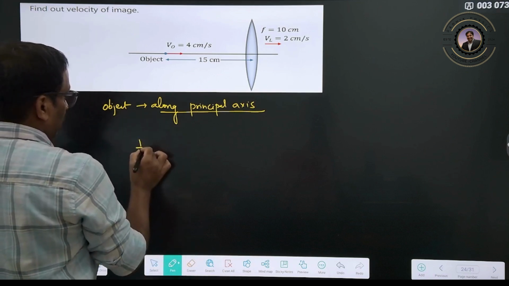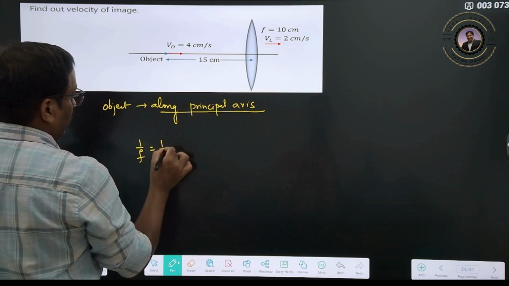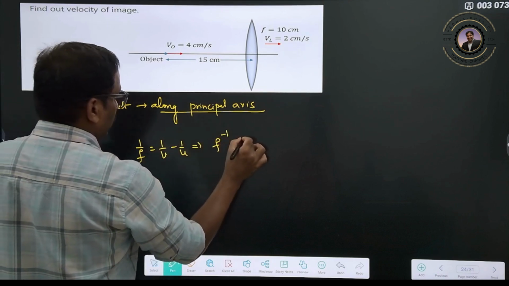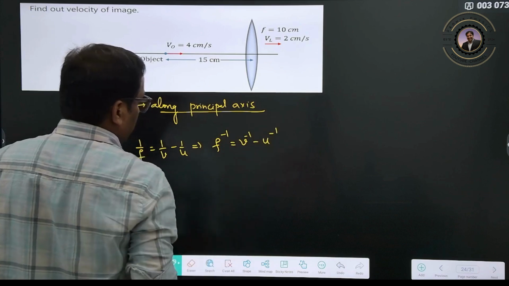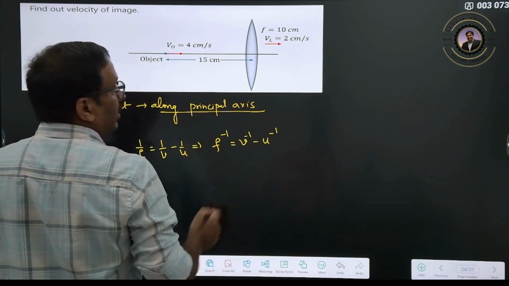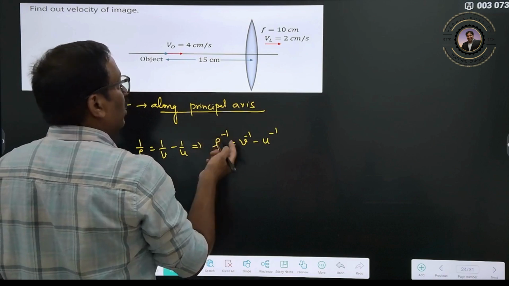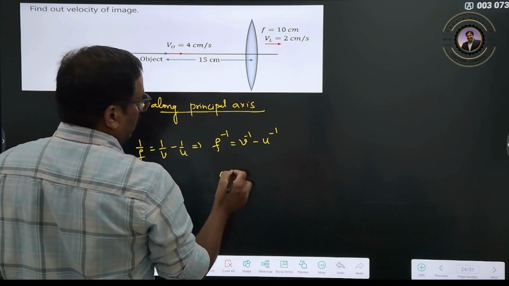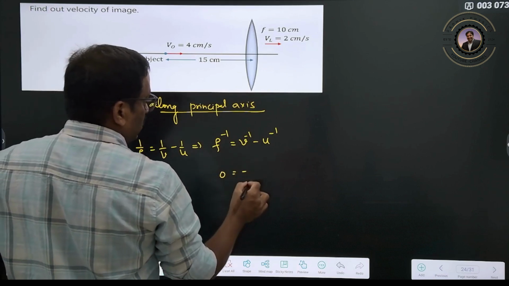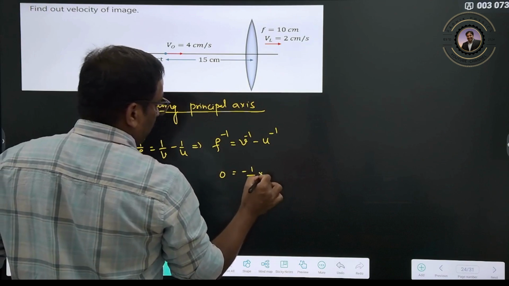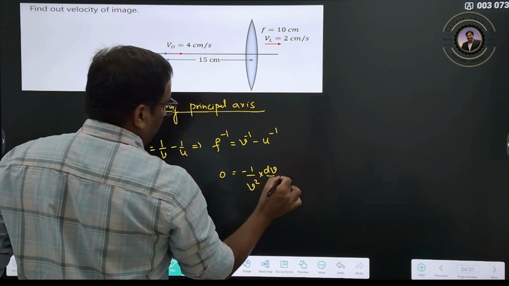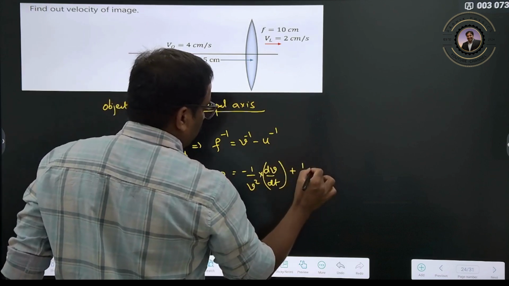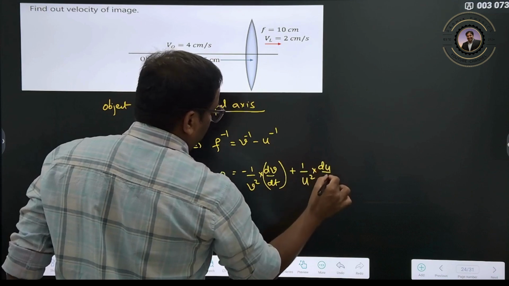Now, let us see here. 1 by f is equal to 1 by v minus 1 by u. I can rewrite this as f to the power minus 1, equals v to the power minus 1 minus u to the power minus 1. I will differentiate it now with respect to time. The focal length of this lens with respect to time is not going to change, so this is constant, it will be 0. So, minus 1 by v square into dv by dt, plus 1 by u square into du by dt.